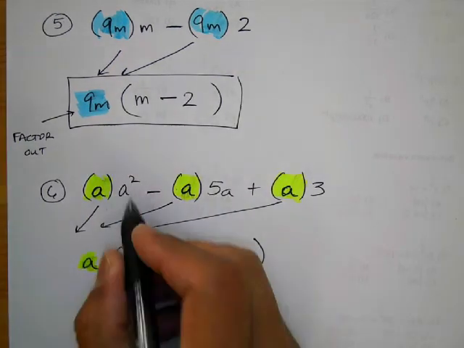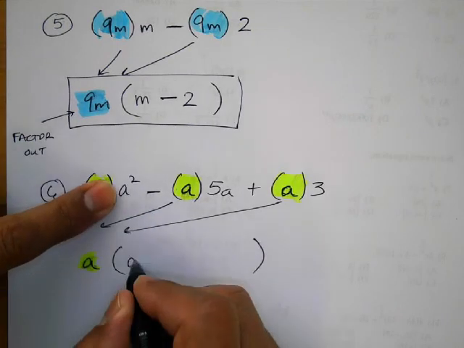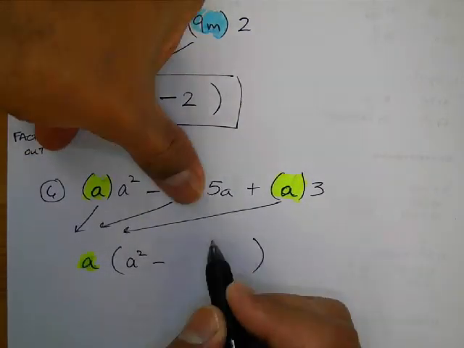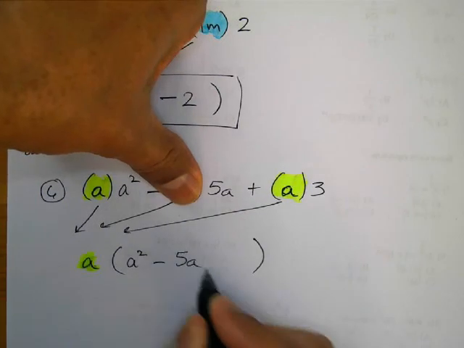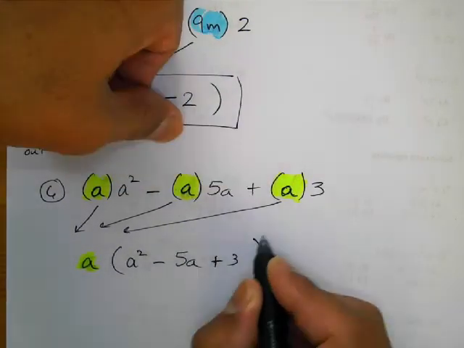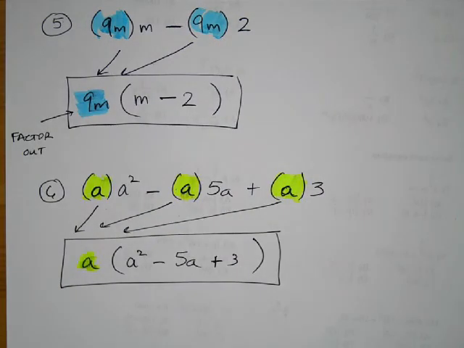Then what is left over for the first term? What is left over for the second term? What is left over for the third term? Well, for the first term, if I take this out, the leftover term is A squared, then minus from the second term, if I factored out the A, what's left over is 5A, and plus 3.